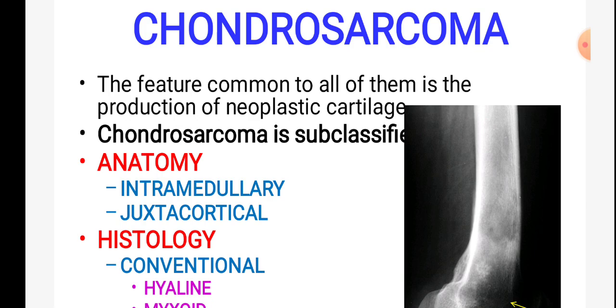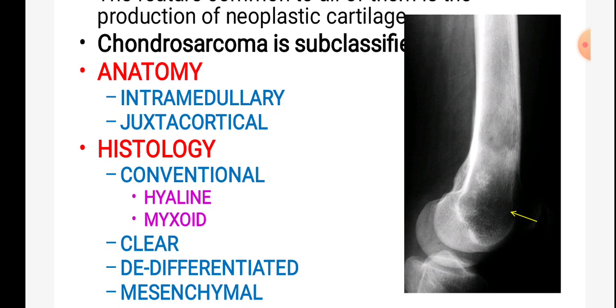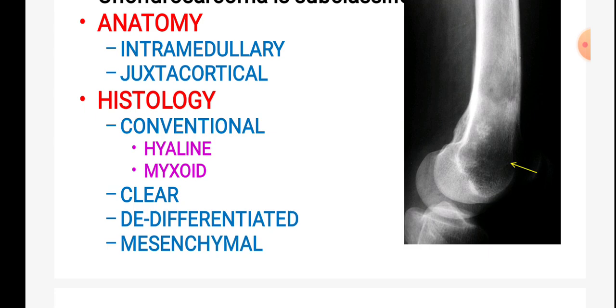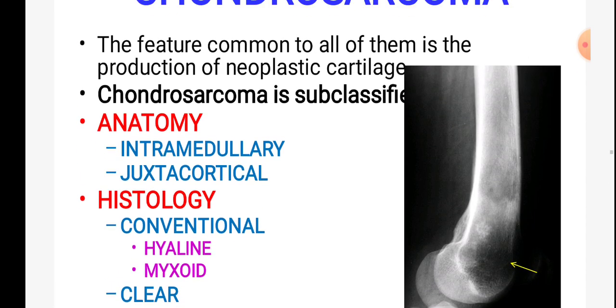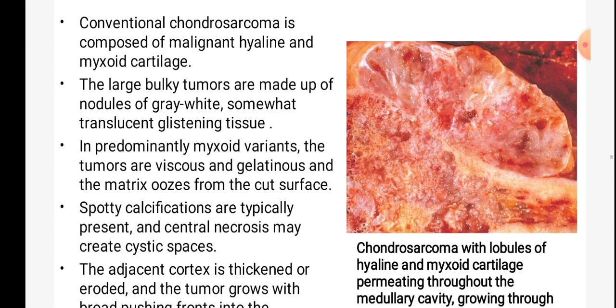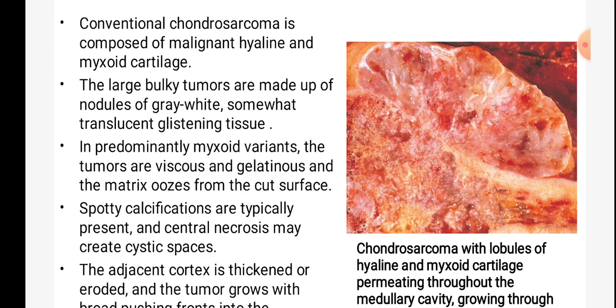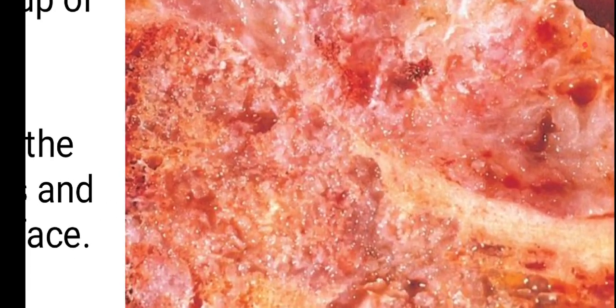Coming to the next lesion, chondrosarcomas. The feature common to all of them is the production of neoplastic cartilage. Chondrosarcoma is subclassified anatomically into intramedullary and juxtacortical, and histologically into conventional, that is hyaline and myxoid, the clear cell variant, the dedifferentiated one, and the mesenchymal variant. So chondrosarcoma with lobules of hyaline and myxoid cartilage permeating throughout the medullary cavity. That's a picture depiction here.